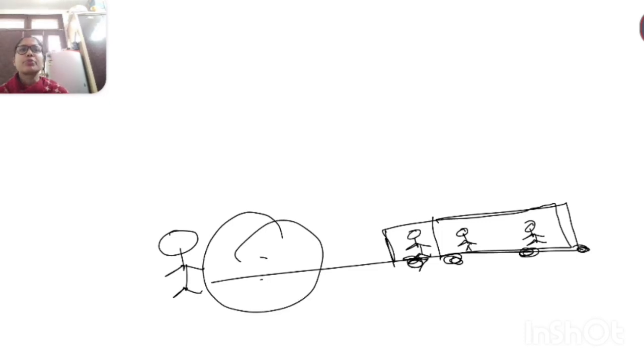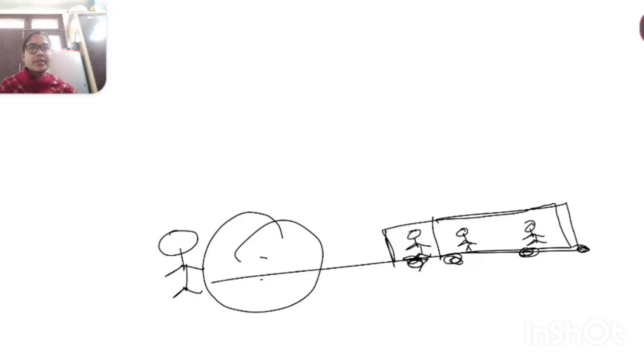So according to your perception, according to your thought, you will think that the bus is moving along with the passenger, meaning the passengers are also moving with the bus. Okay, you'll think of it like this. So this is your point of view, your perception.